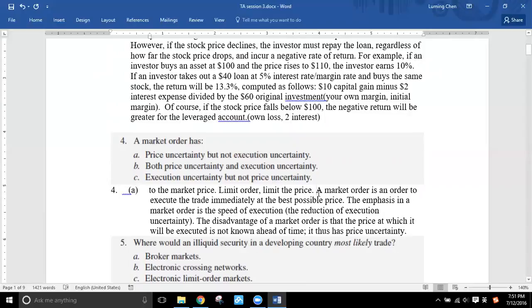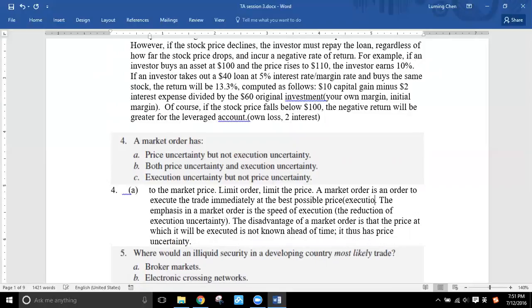So a market order is an order to execute the trade immediately at the best possible price. So price is not priority. Execution is priority. The emphasis in the market order is the speed of execution, the reduction of execution uncertainty, as we talk about it. While the disadvantage is that you don't know what price you'll get. So a market order is at a price at which it will be executed that is not known ahead of time. It does have price uncertainty.